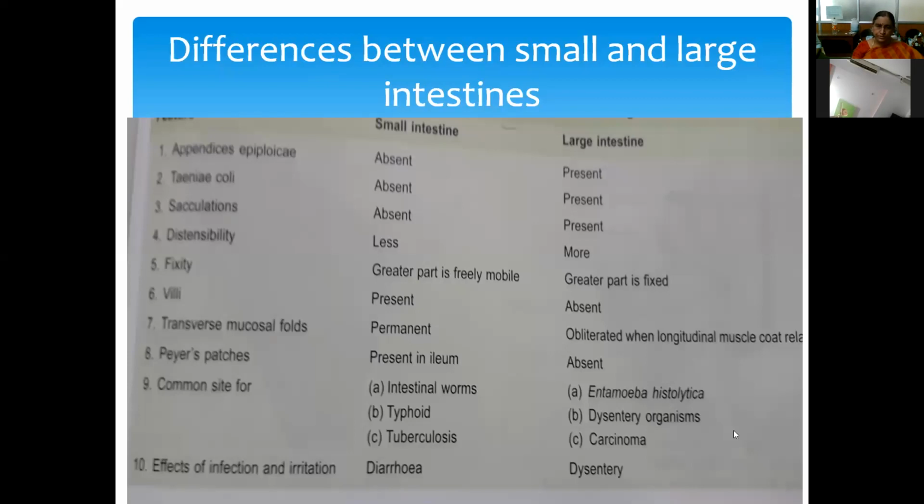And when you talk about the pathological conditions, the small intestine is a common site for intestinal worms, typhoid and tuberculosis infections, whereas in the large intestine, Entamoeba histolytica, dysentery organisms and carcinoma are the more common lesions. Effects of infection and irritation in the small intestine result in diarrhea, whereas in the large intestine they result in dysentery.